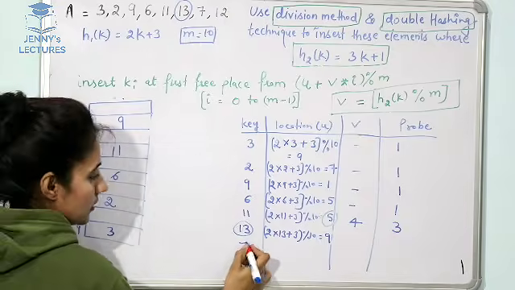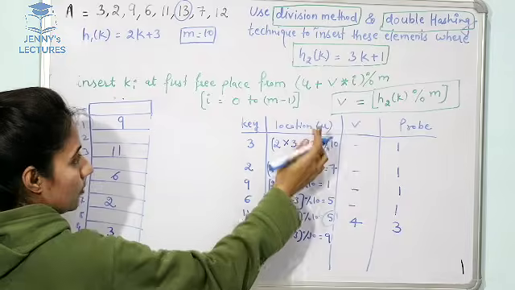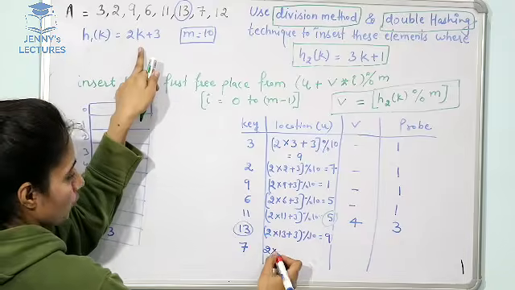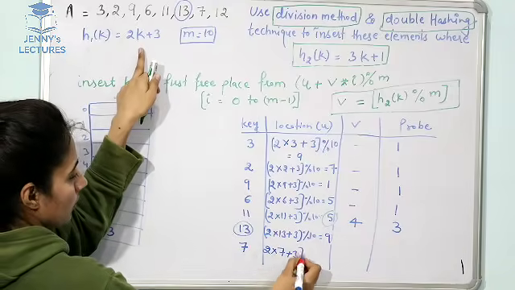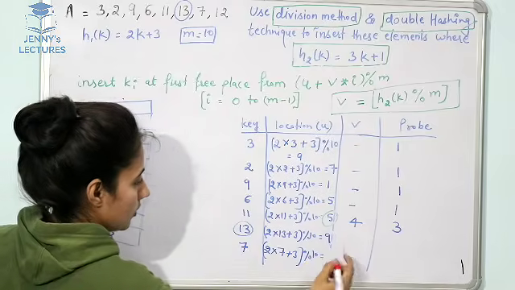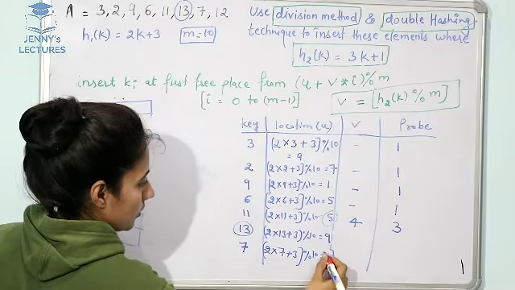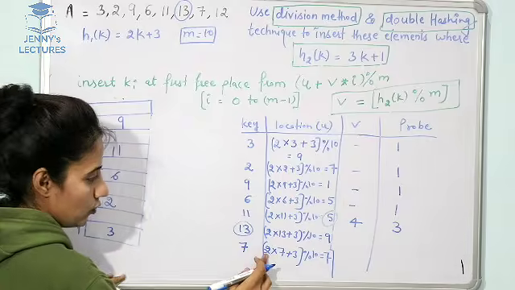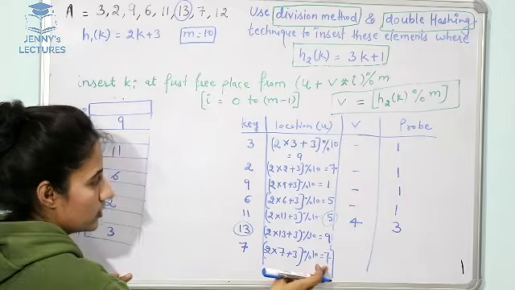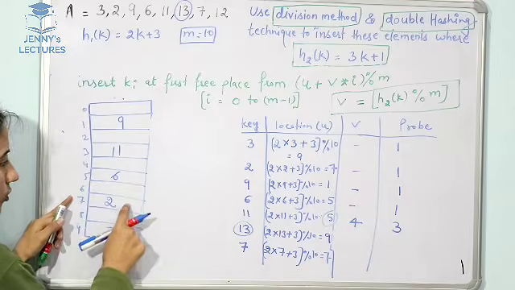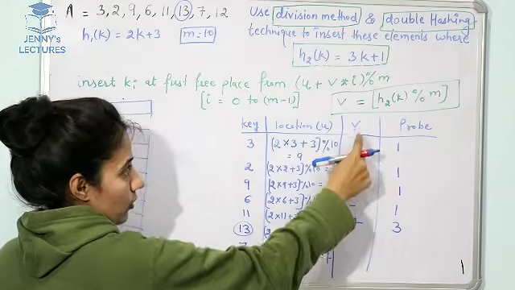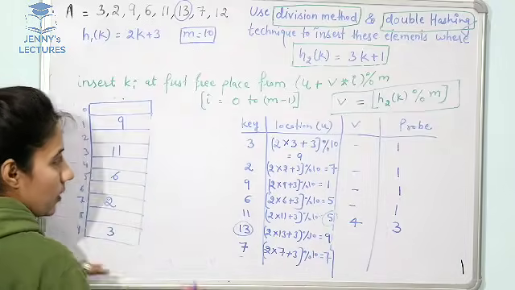Now next is 7. Calculate the value of u. Apply this hash function, 2 into 7 plus 3 mod 10, and the value would be what? I guess 7 into 2 is 14, 14 plus 3 is 17, 17 mod 10 is what? 7. Go to the 7th place. Oh no, this one is not free. Collision comes at 7th also. You have to calculate value of v for this one.